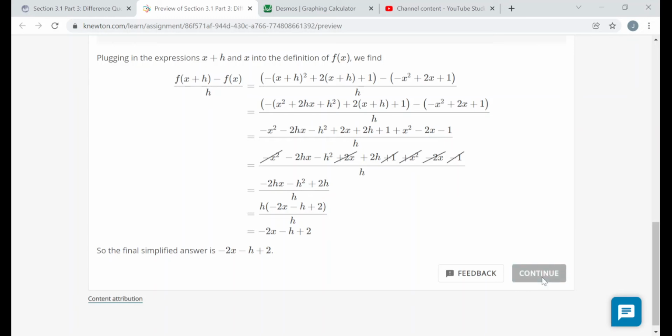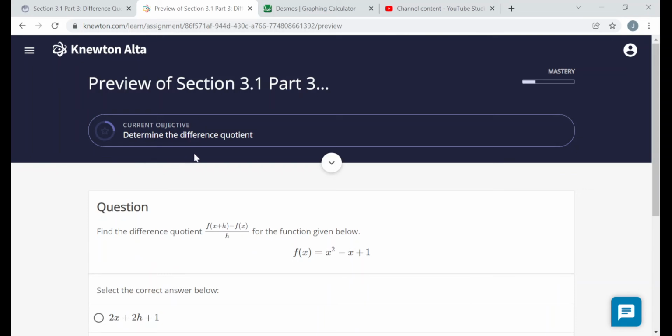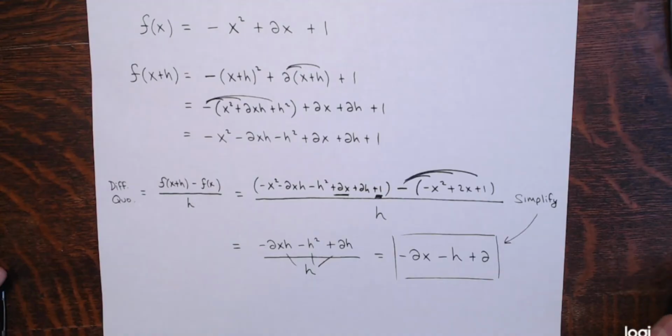Alright, so moving on. Same objective the entire time. Determine this difference quotient. Alright, so let me do the same thing again. Alright, so we're given another quadratic function.